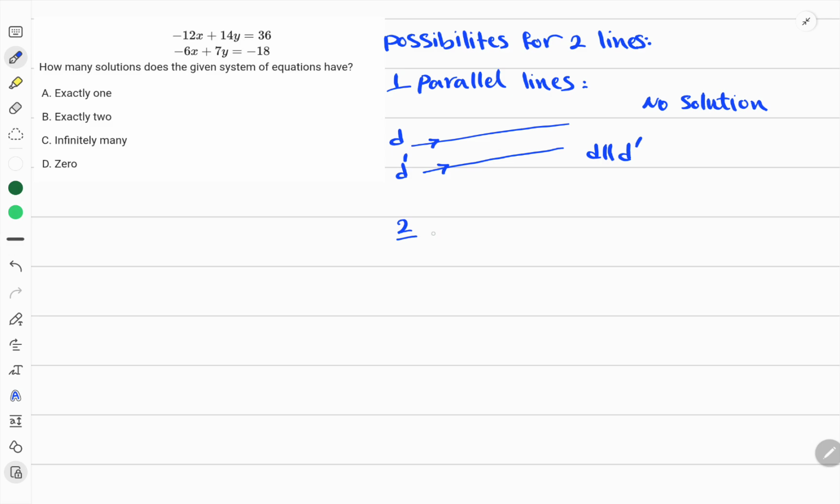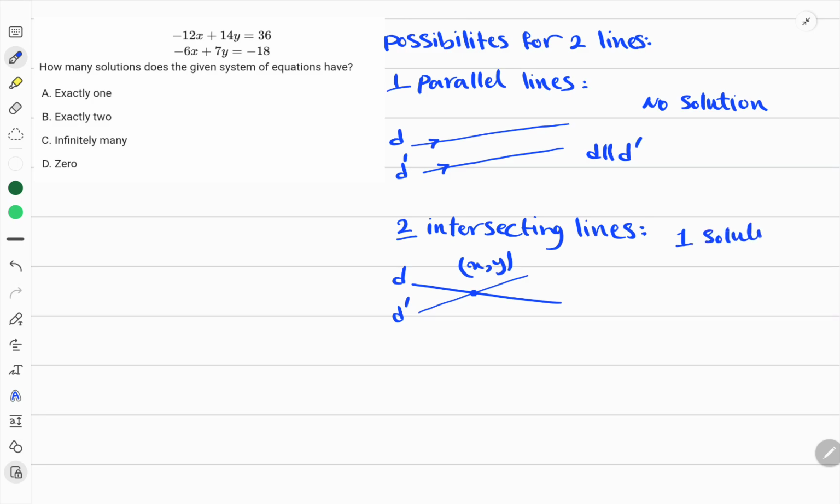Second possibility is about intersecting lines, which means two lines cross at exactly one point. Imagine that this is line D, this is line D prime, and this is the intersecting point. X and Y are coordinates of this point, so we have only one solution, one X and one Y.